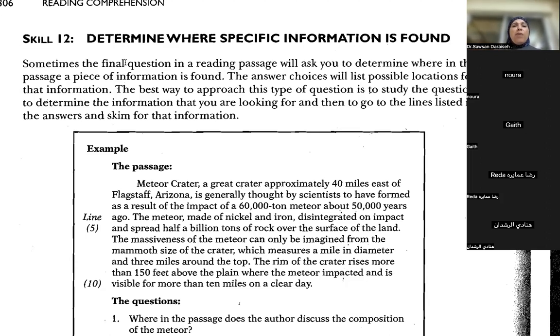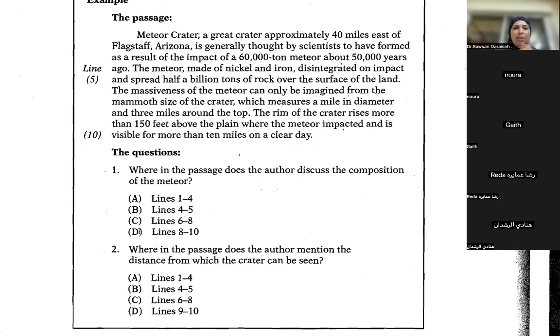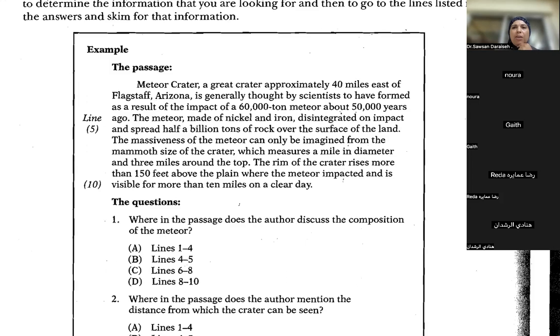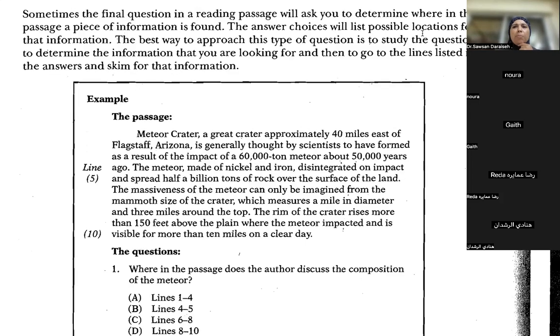Sometimes the final question, it could be the last question in a reading passage. A passage, like I said, could be a paragraph, it could be an essay. It will ask you to decide where in the passage a piece of information is found, okay? Where can you find it? In which place? The answer choices will list possible locations. Of course, guys, answer choices means these are the answer choices, A, B, C, D. They will have what? Possible locations.